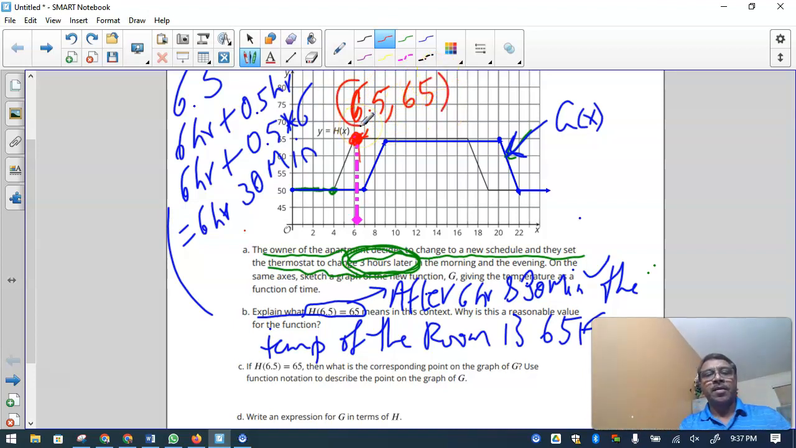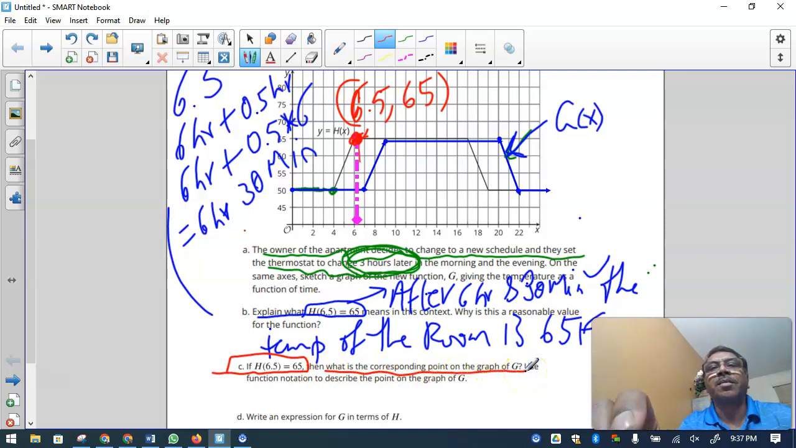Now, the next question is, if around 6:30 the initial temperature was 6:30, what is the corresponding point on G? So the blue graph. Now we have to go on the blue graph. So G is this point. So that will be after 3 hours.